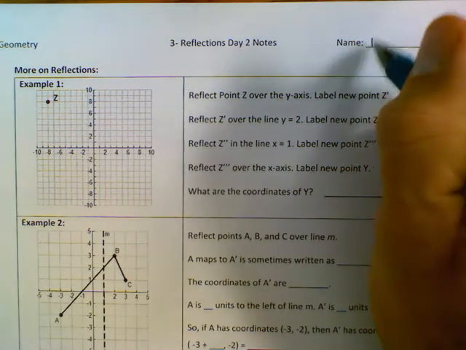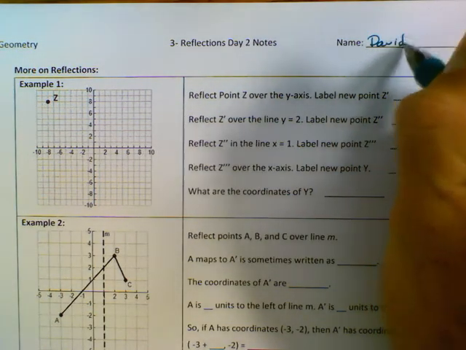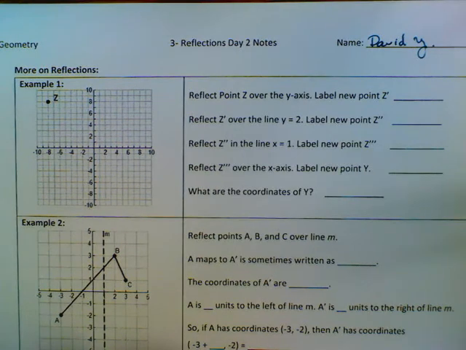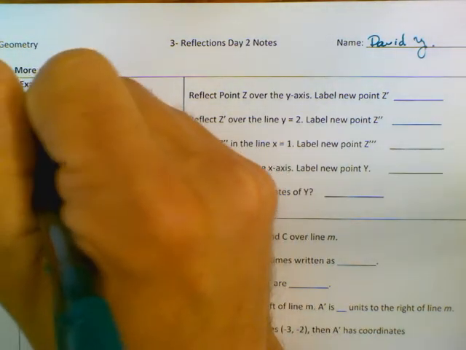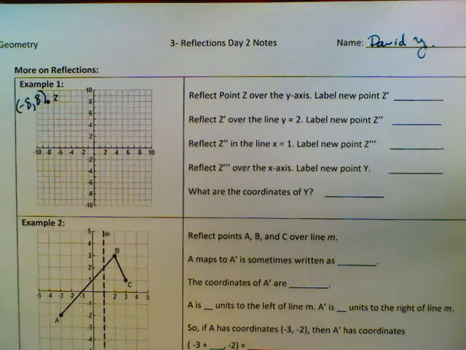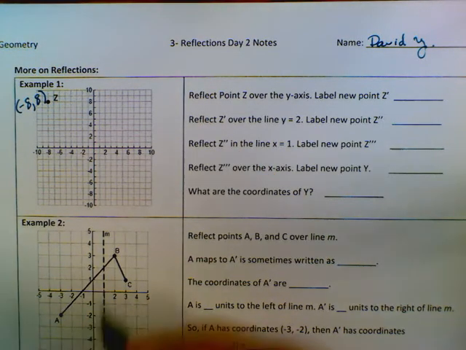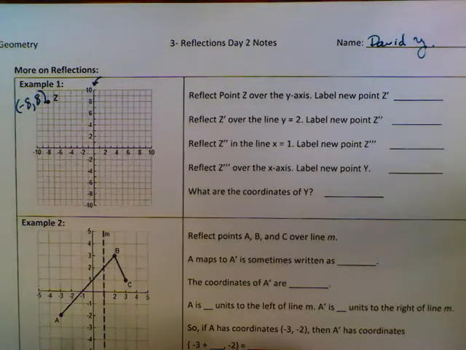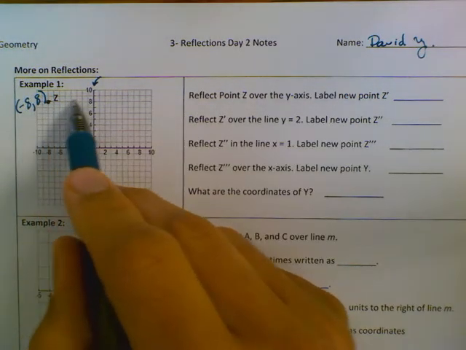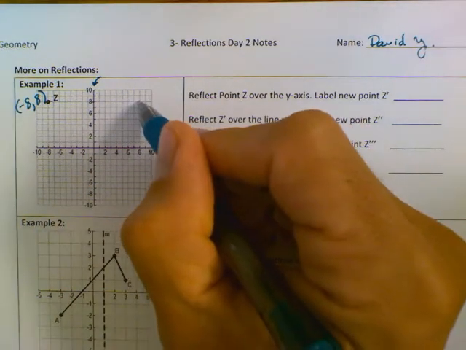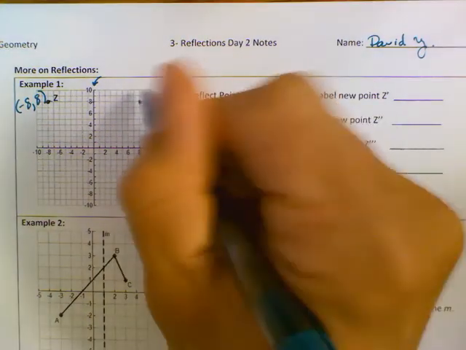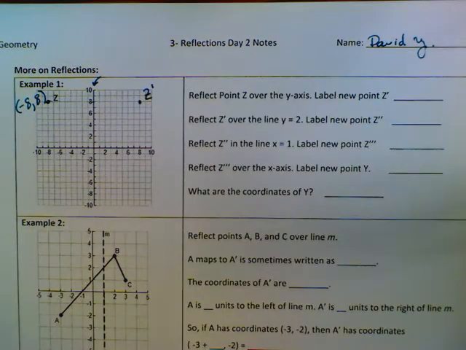So up top, let's go ahead and get your name in there. And then let's read. It says reflect point Z over the y-axis. Well, point Z is over here at -8, 8. If we're going to reflect that over the y-axis, that's this axis right here, then that means that we need to go 8 units to the axis and then 8 units away from the axis, and that gives us 8, 8, or Z prime.